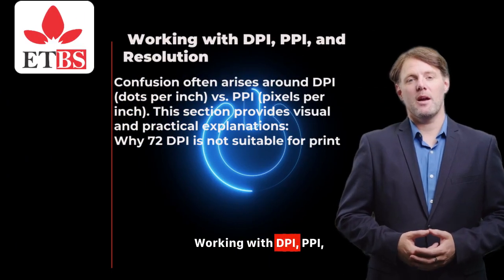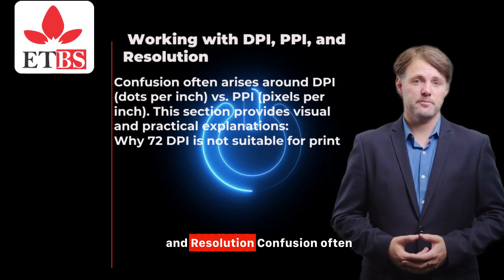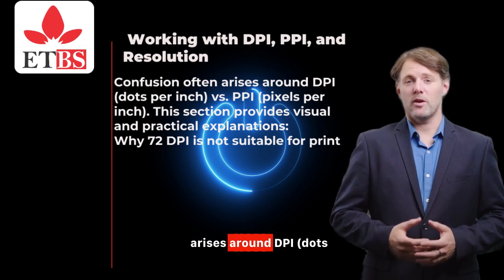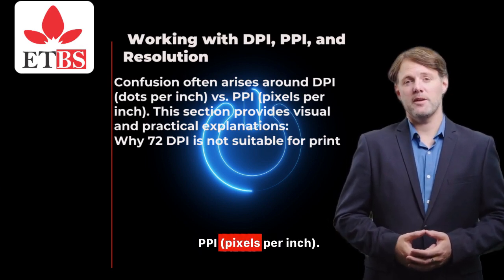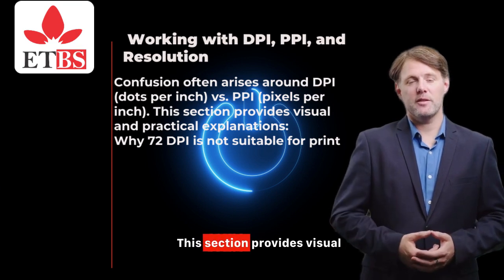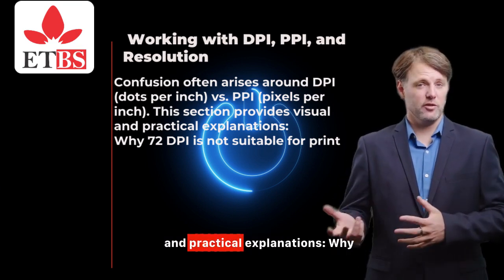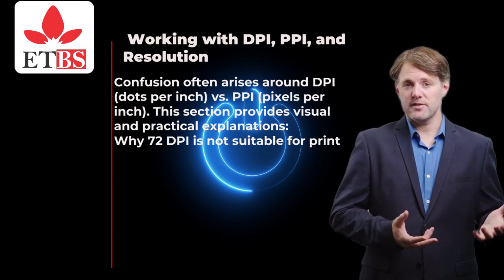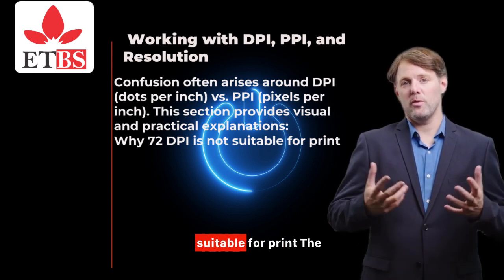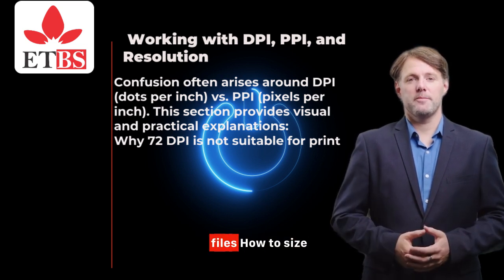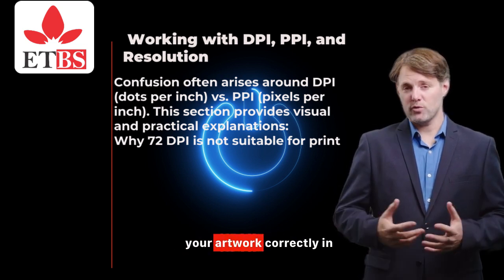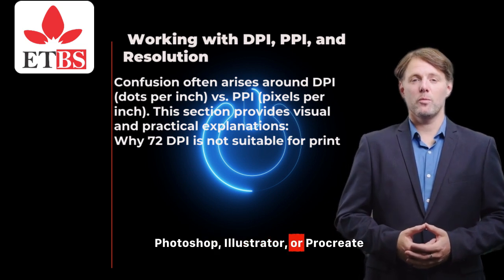Working with DPI, PPI, and resolution. Confusion often arises around DPI, dots per inch, versus PPI, pixels per inch. This section provides visual and practical explanations. Why 72 DPI is not suitable for print. The implications of enlarging low-res files. How to size your artwork correctly in Photoshop, Illustrator, or Procreate.